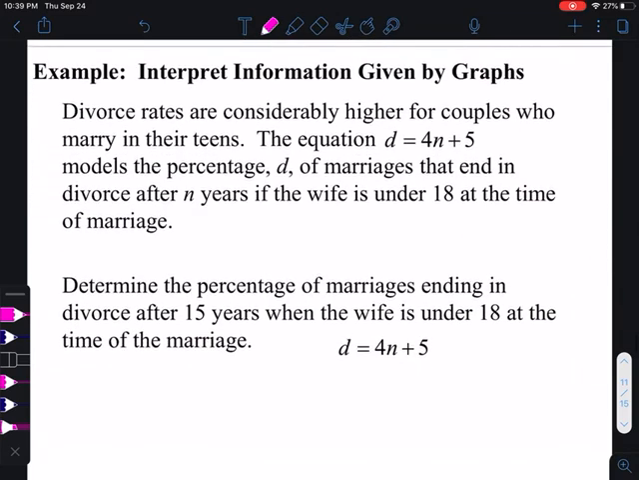Now, interpreting some information given by graphs. It says divorce rates are considerably higher for couples who marry in their teens. The equation D is equal to 4n plus 5 models the percentage, D, of marriages that end in divorce after n years if the wife is under 18 at the time of marriage.